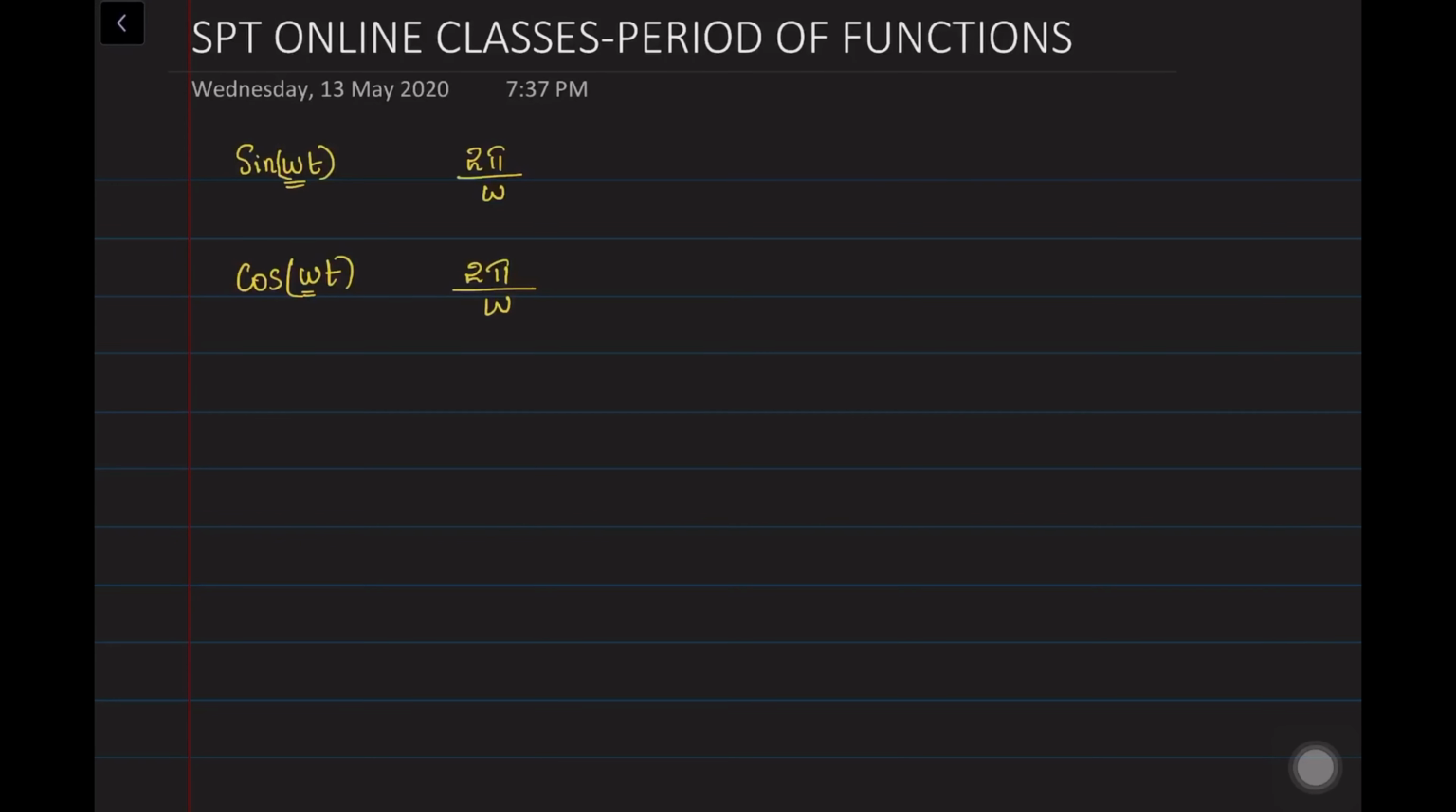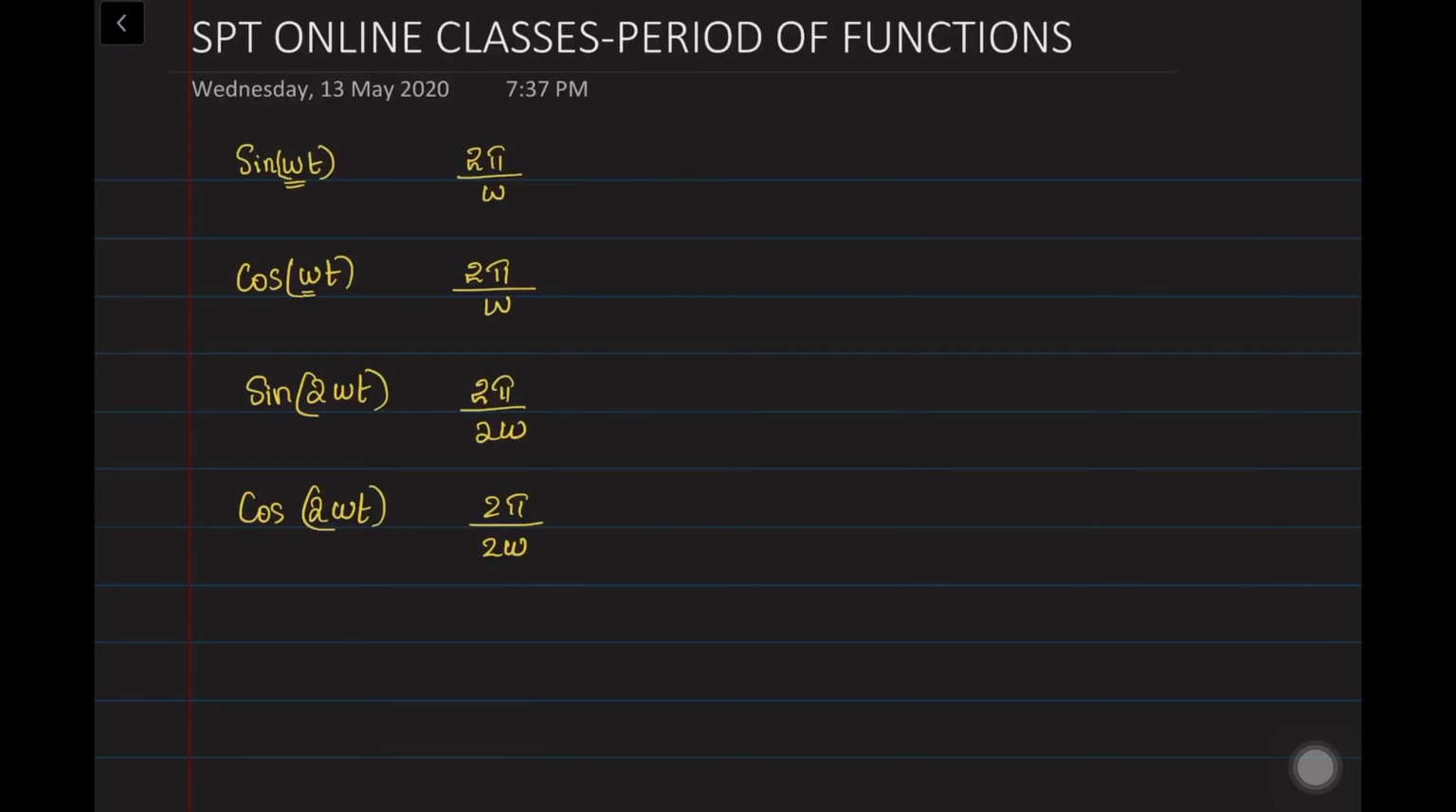Now, what about sine 2 omega t? Let's write sine 2 omega t. What is the period of it? It is 2 pi by 2 omega. Similarly, cos 2 omega t will be having a period of 2 pi by 2 omega. So, whether it is sine or cos, that doesn't matter. The question is, is it a sinusoidal function? Then this is the method you have to follow. In case functions are coming as higher order functions, these are simple or linear order functions. It's not difficult to solve the period of linear order functions.